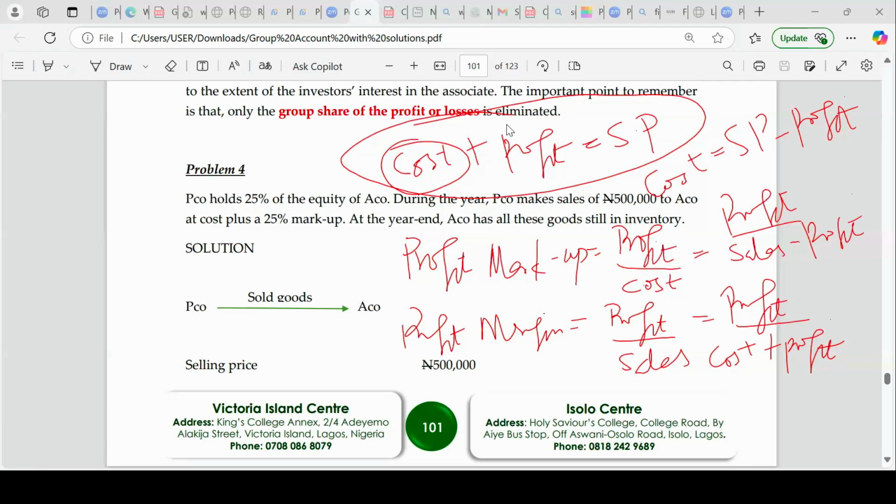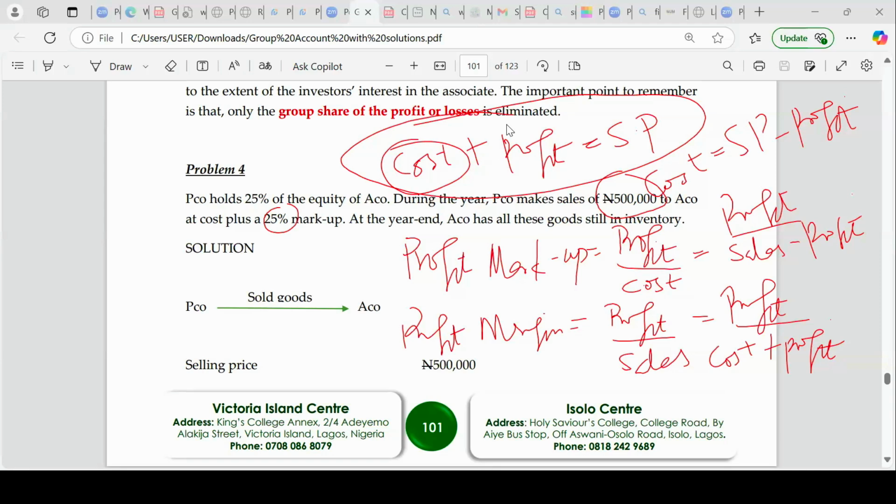So what the examiner will do to you is this. They know you may not pay attention to it. They will give you sales and give you markup. Now, I cannot apply this 25% to this 500,000. You know why? The 500,000 is sales. The 25% is a markup, meaning it is a percentage of cost, not of sales. If they told me 25% margin, then I can apply this 25% on this 500,000 and I will get my profit. But they have told me it is a cost plus 25% markup, so I cannot apply 25% on sales.